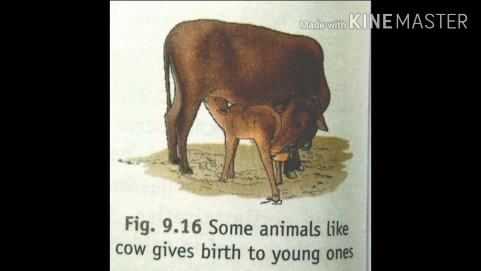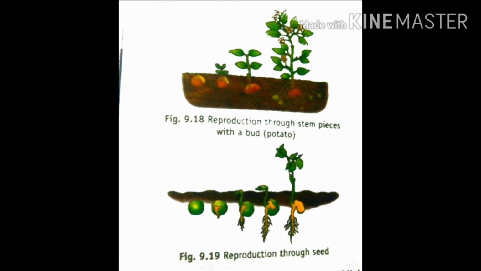Animals like cats, dogs, cows and even humans give birth to young ones. Plants like mango, wheat and corn produce seeds, which on germination give rise to a new plant.